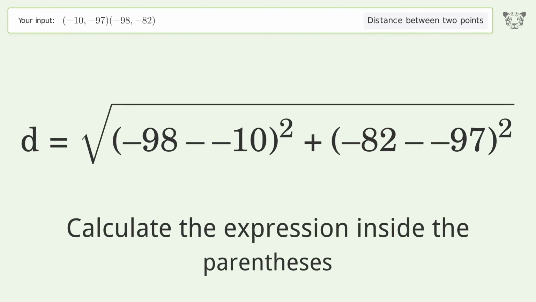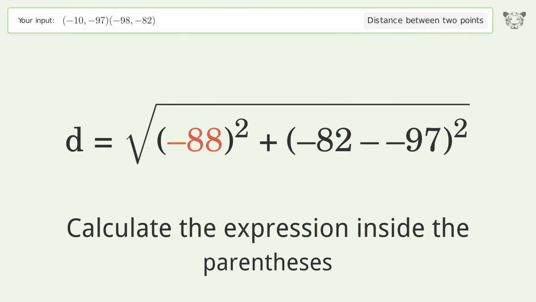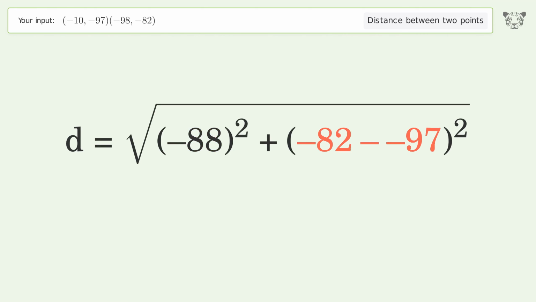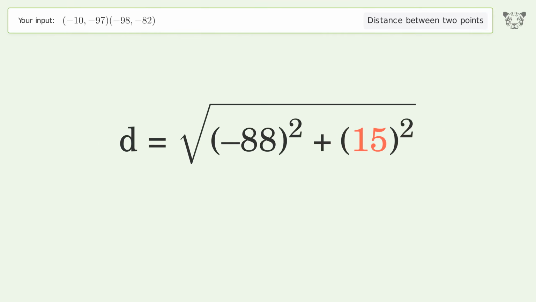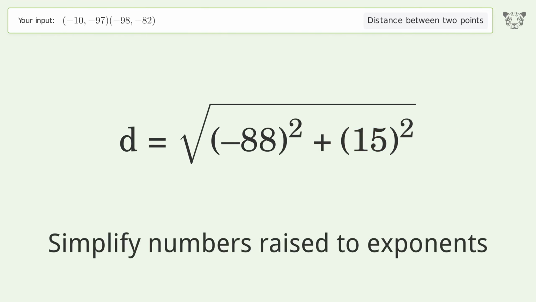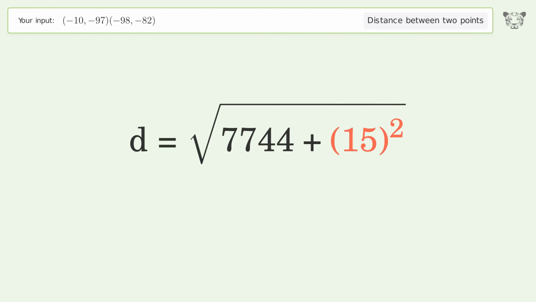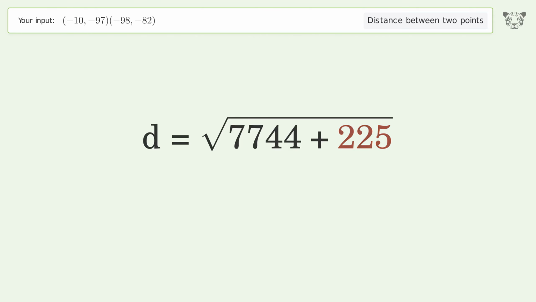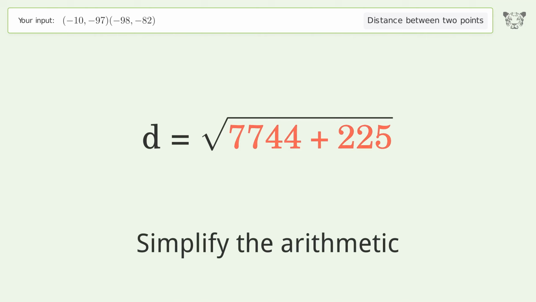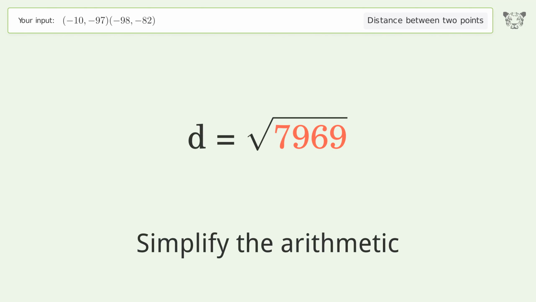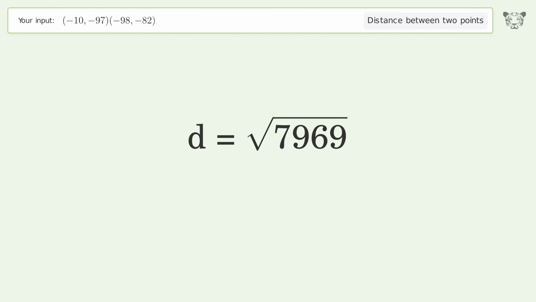Calculate the expression inside the parentheses. Simplify numbers raised to exponents. Simplify the arithmetic. And so the distance between the 2 points is the square root of 7,969, or 89.269.